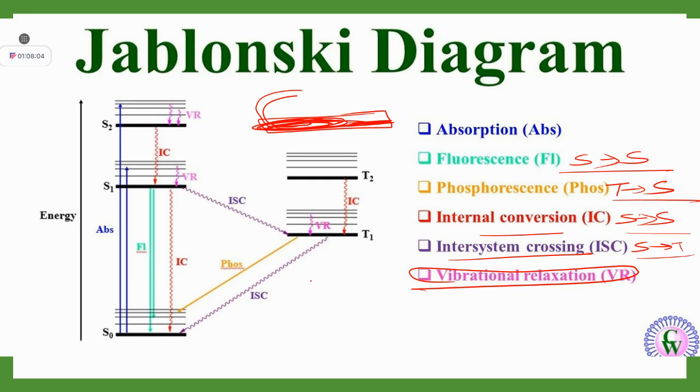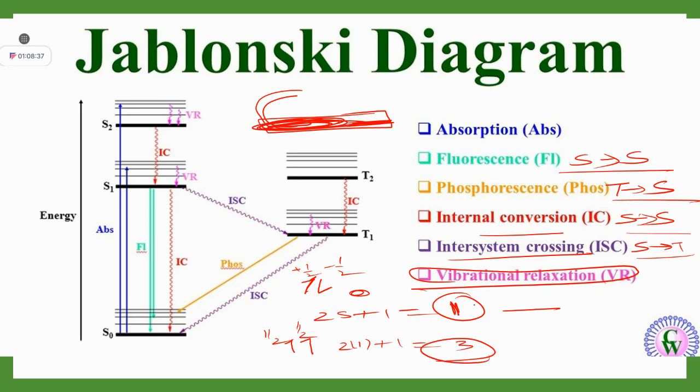Singlet, triplet: if you want to know, if two spins are like this, one is plus half, this is minus half. Total spin 0, and multiplicity is given by 2S plus 1, so it will be 1. So this is your singlet. If electrons are kept like this, S is equal to half plus half, total spin 1. So 2 into 1 plus 1, 3. This is your triplet state. Okay, understood?